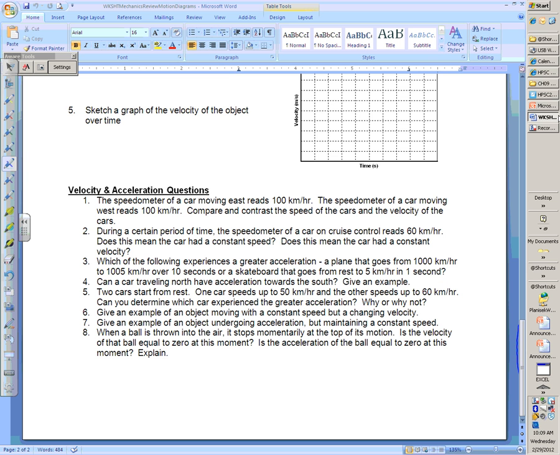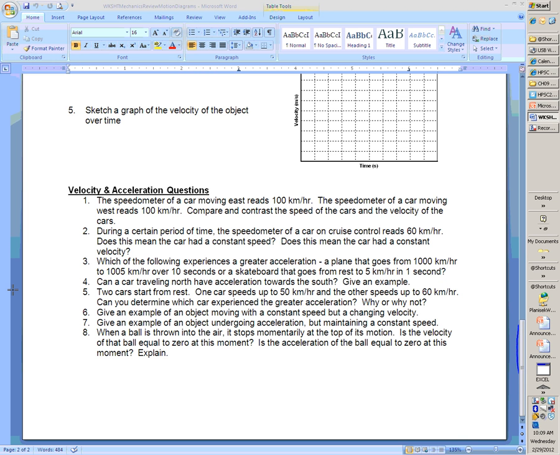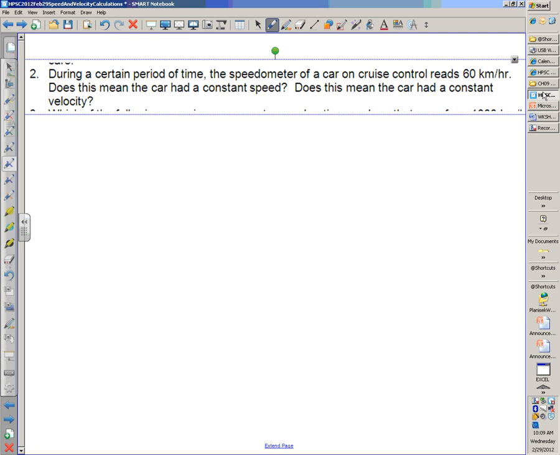Where do I want to go next? On that same problem set, number two. It says during a certain period of time, the speedometer of a car on cruise control reads 60 kilometers per hour. Does this mean the car had a constant speed? Does this mean the car had a constant velocity? Discuss. Go.